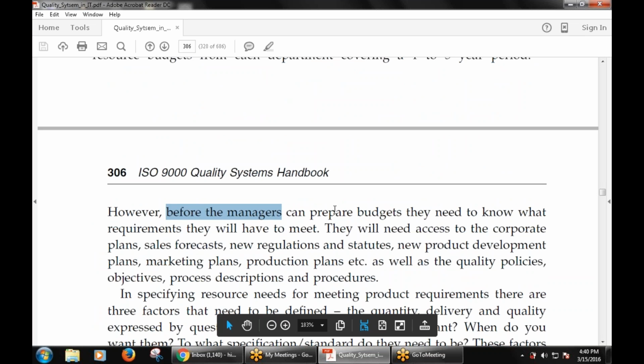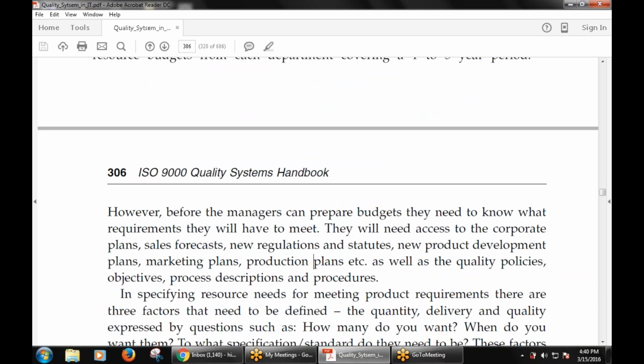However, before the managers can prepare the budgets, they need to know what requirements they will have to meet. So before the managers can do the task, they must mentally prepare how they will meet the requirement, what the various forecast levels are, what the various targets are, and what the various corporate activities are that are required for the corporate plans, sales forecast, new regulations, statutes, new product development plans, marketing plans, production plans, etc., as well as the quality policy, objectives, process description, and the procedure.